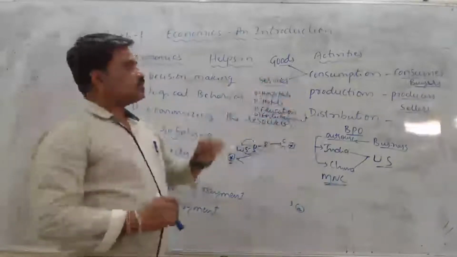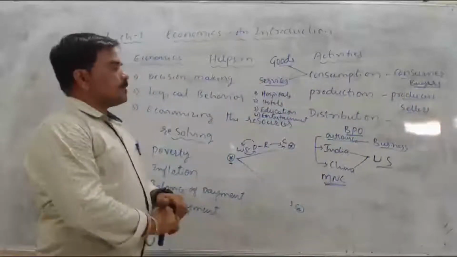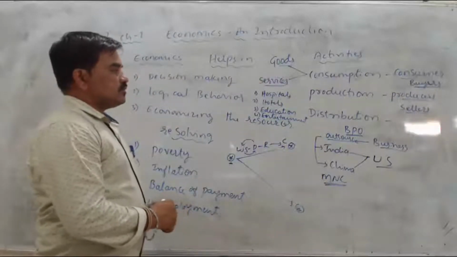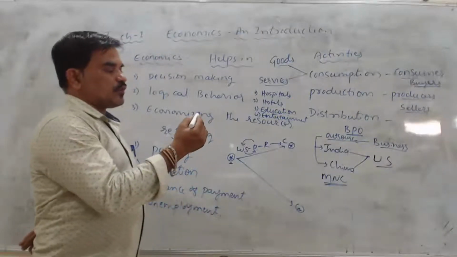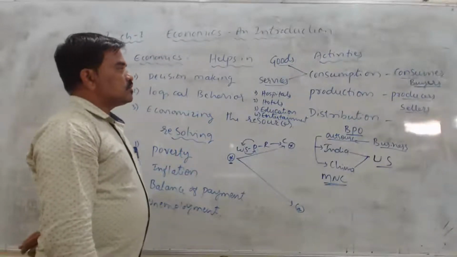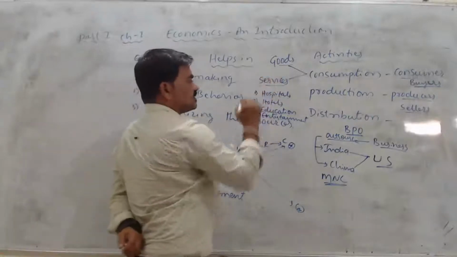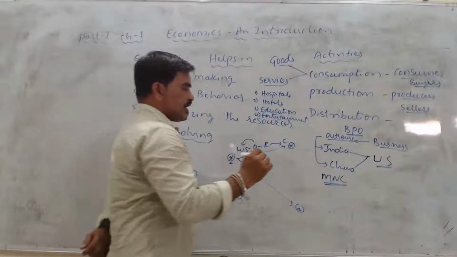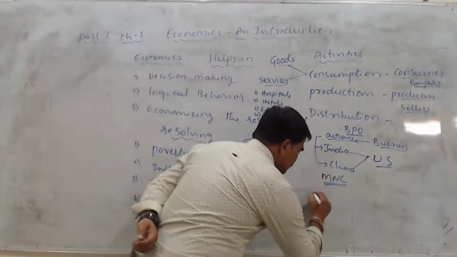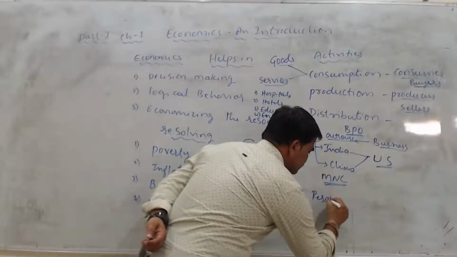Okay, now if you see, when we have a consumer and producer, to produce goods or services, okay, we need resources. Okay, we have a concept called we need resources to produce.